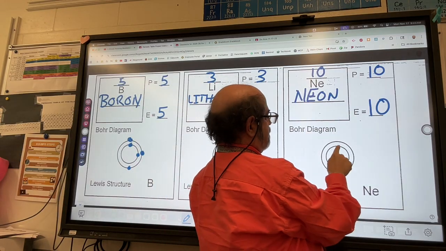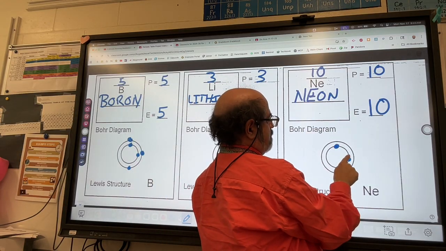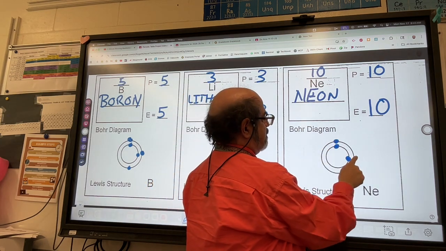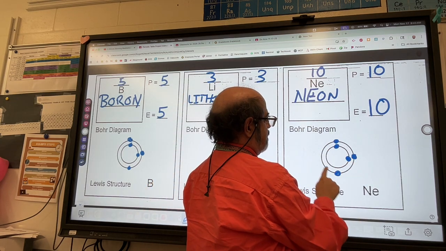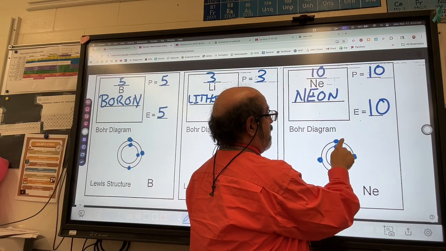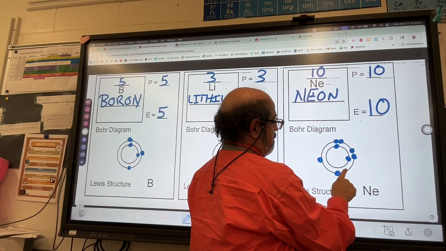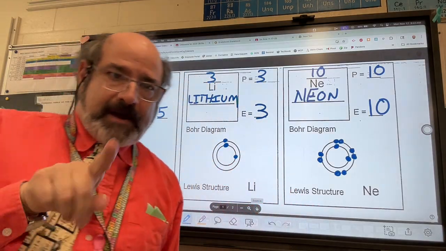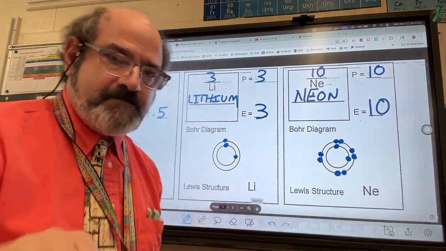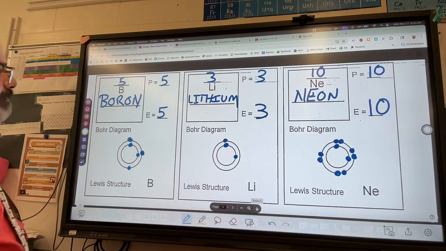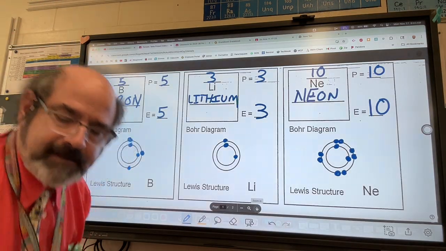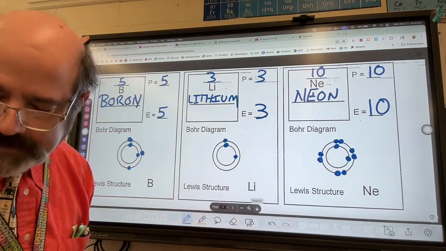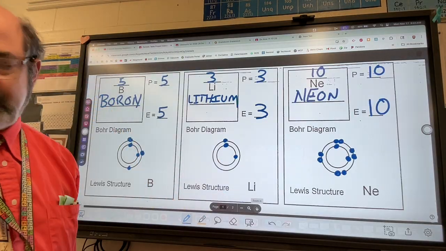Neon has 10. 1, 2, and watch how I do this. 1, 2, 3, 4, pair, pair, pair, pair. So please do it my way and not the other way other people do it on the internet, and you will learn why later. So then we do all the Bohrs for all of them. So got a few to do.